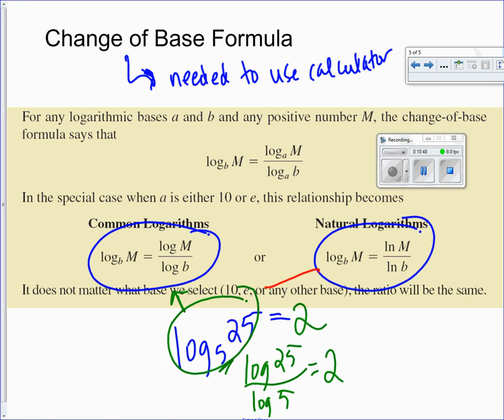You also could have used the natural log formula. It's the exact same formula, just using the ln button instead of the log button. So the natural log of 25 divided by the natural log of the base in the bottom, 5. Again, your calculator will give you 2. So either of those formulas will work for you. And that's how you calculate a logarithm using your calculator, especially if it's one that you don't know.